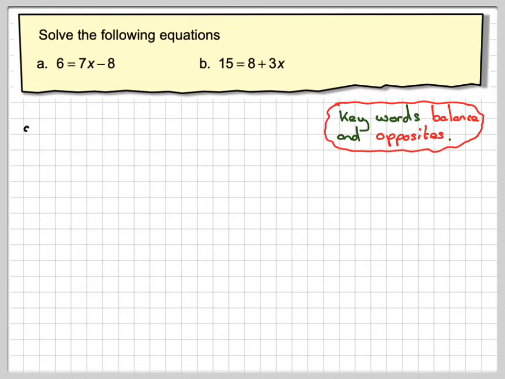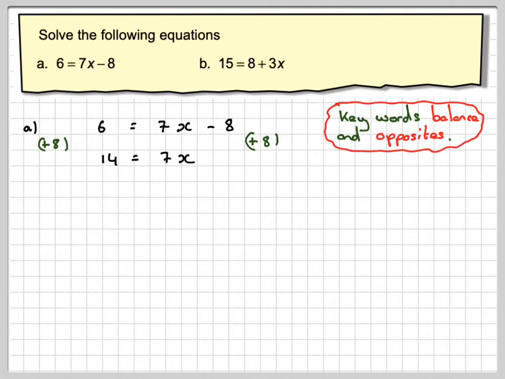So if we write out the equation, here we look at this side, we now look at the right hand side, and we've got take 8 here. So what I need to do is to add 8 to both sides, i.e. opposite. 6 plus 8 will give me 14, and then 7x minus 8 plus 8 will just give me 7x.